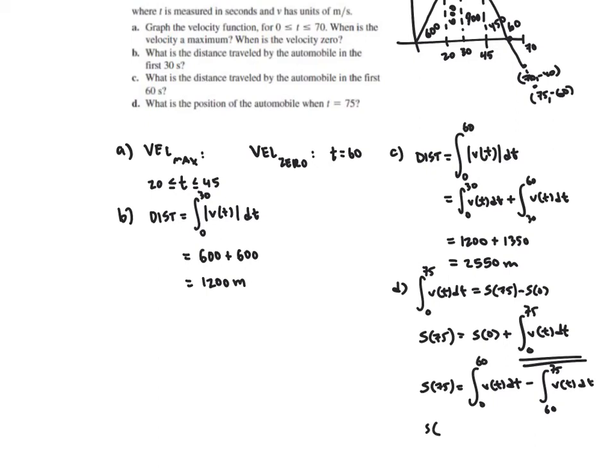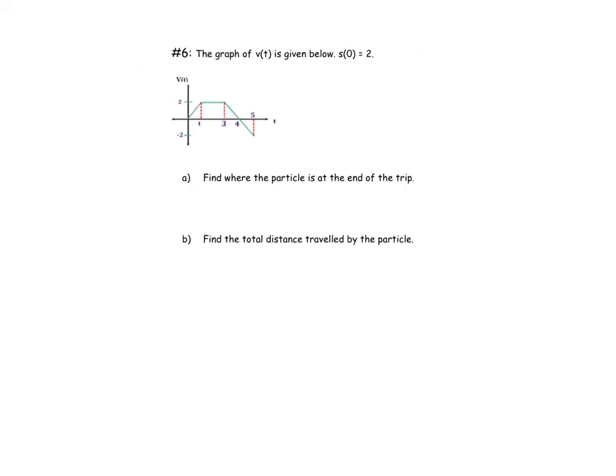Okay, so the position after 75 seconds will be, we had 2,550 meters traveled, minus the 450 meters traveled the other direction. Therefore, for part D, the position after 75 seconds would be 2,100 meters from wherever they started. All right, there you go. Let's continue on with a couple more examples, and that'll be it for today's lesson.